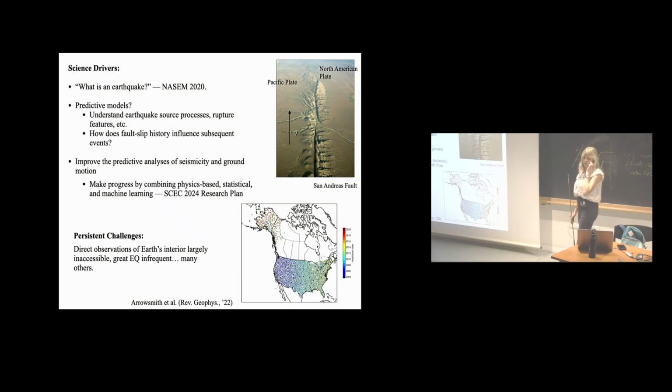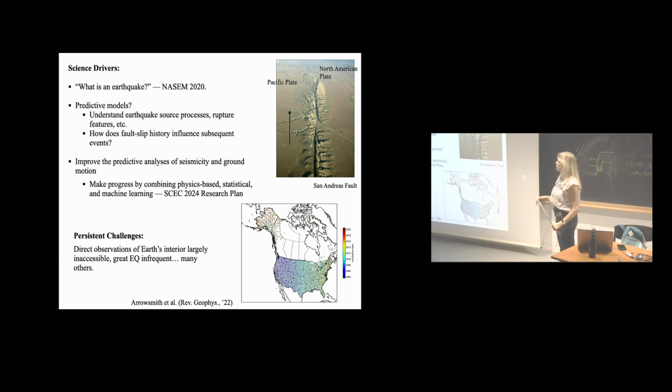So some science driver questions. The National Academy has recently put out a report stating very specifically what is an earthquake. They said we have an idea of what equations model the subsurface, but we don't really understand constitutive laws at depth. We want to get towards predictive models. Part of that is an understanding of earthquake source processes, rupture features, and also how fault slip history influences subsequent events, which will lead me to my discussion of earthquake cycle modeling.